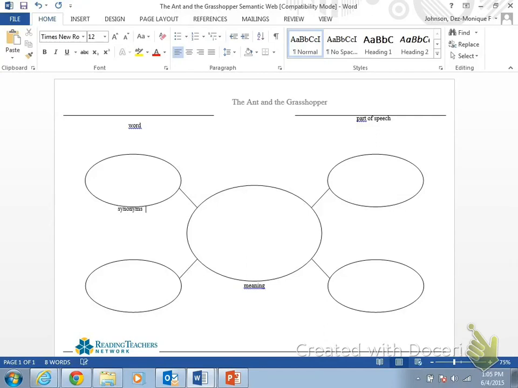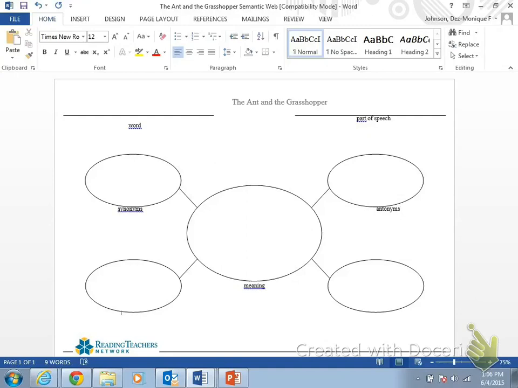Our second bubble, the one over here to the right, is where we're going to list our antonyms. So first we're going to have synonyms, and then we're going to have antonyms. Remember that antonyms are words that have the opposite meaning of the unknown word.